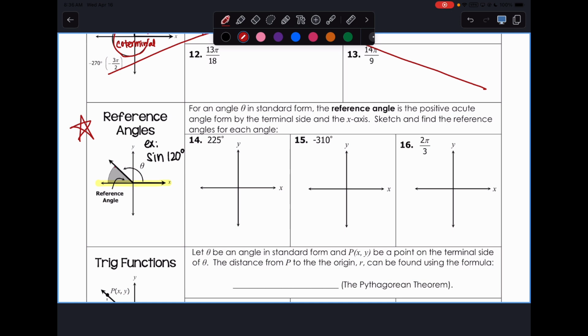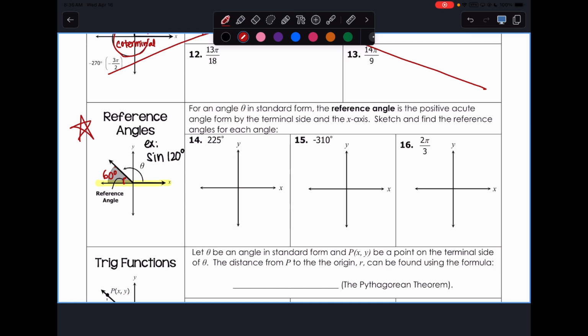So what we do is we take this angle from the x-axis to figure out what your reference angle is. For this one, since it's 120, how many more to get to 180? 60. So the reference angle would be 60 degrees. Does that make sense? Yes?